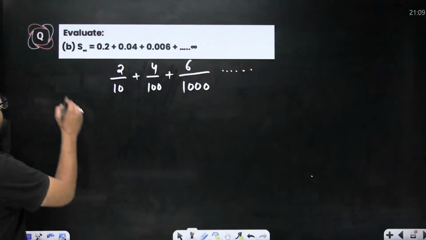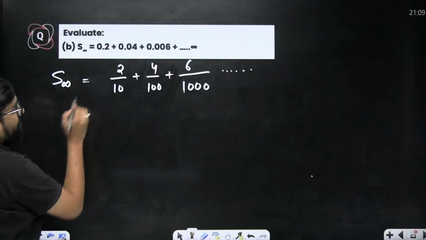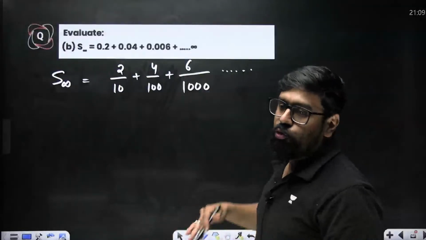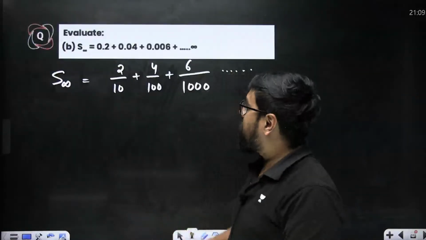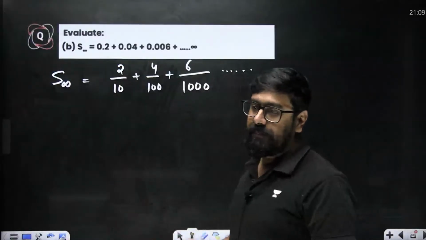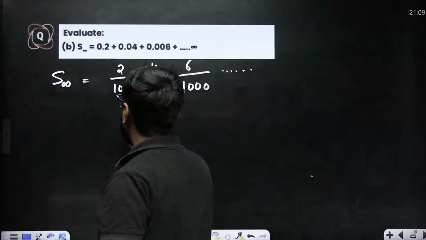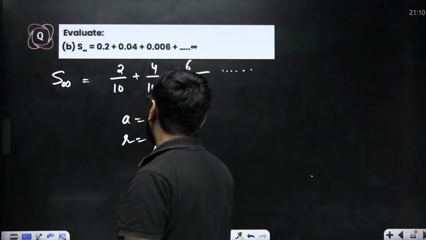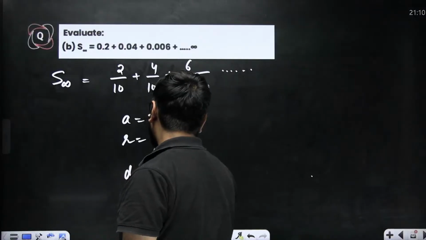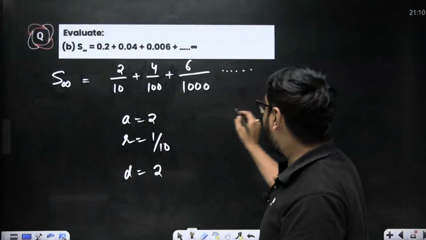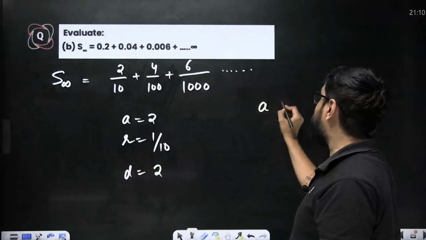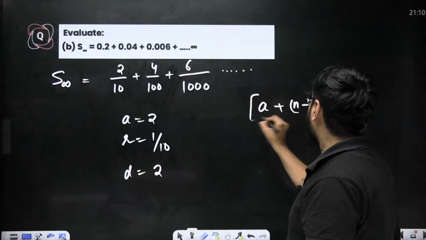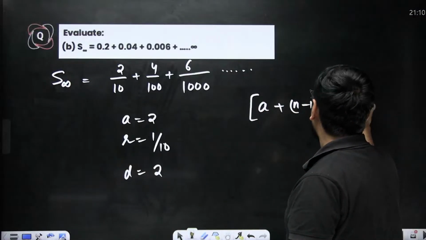How do we solve it? We need to find the sum of infinite terms, for example. The first step to solve a sequence which is a combination of AP and GP both. Here first a is 2, r is 1 by 10, and d is 2 again. Any term of this sequence can be written like this: a plus n minus 1 d multiplied with r to the power n minus 1.